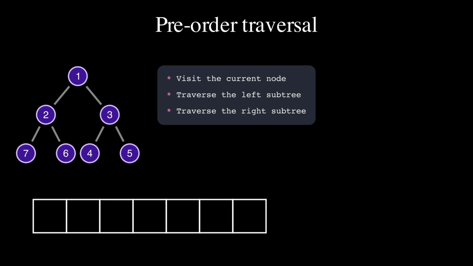Let's see pre-order traversal in action and visit all nodes one by one. 1, 2, 7, 6, 3, 4, 5.